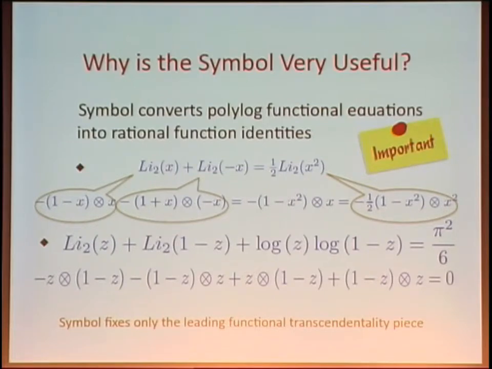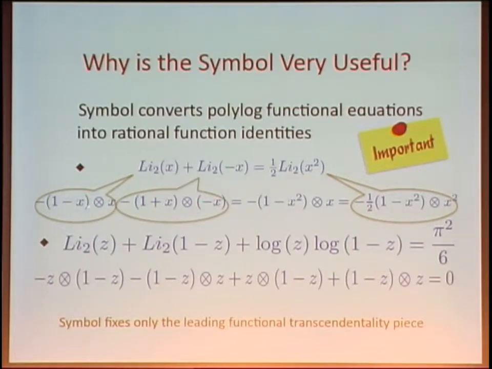Okay? Very good. Now let's take the symbol of both sides. So I taught you on the previous slide. The symbol of Li2 of x is minus (1 minus x) tensor x. The symbol of Li2 of minus x, so change plus x to minus x, is minus (1 plus x) tensor minus x. So you can drop this minus 1, remember the property. And then what you do, you combine.